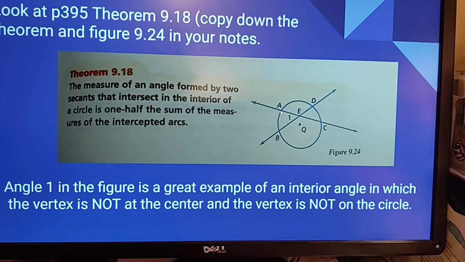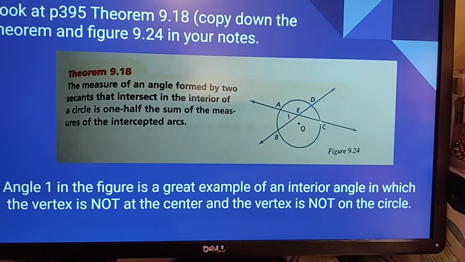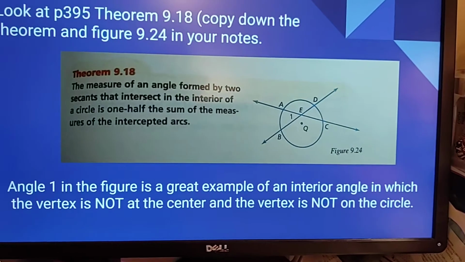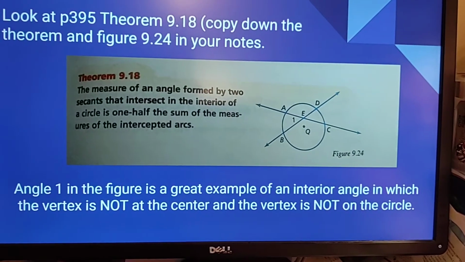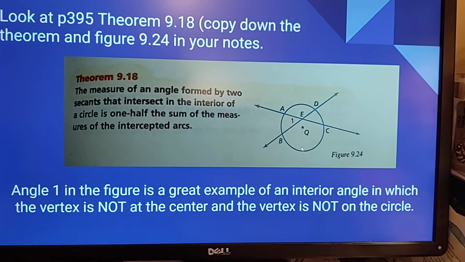So we are going to add arc AB and arc DC. Once we get that sum, after adding those two arcs, we are going to divide that by 2 or multiply it by 1/2. Either way you could think of it. And that will give us the measure of this angle 1. Let's take a closer look at this.